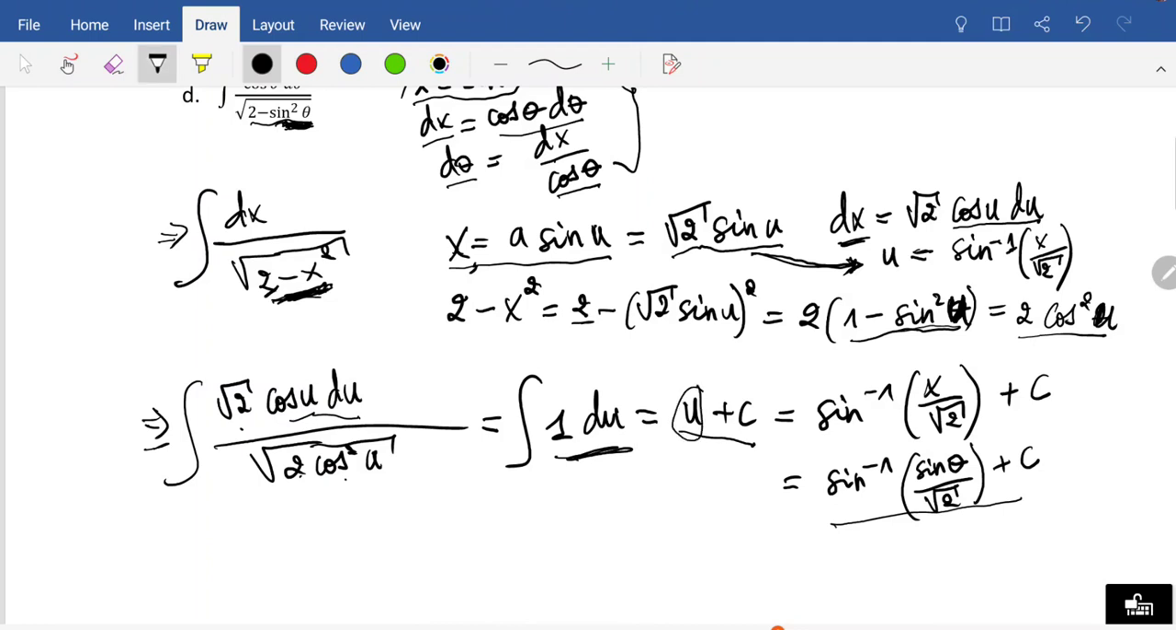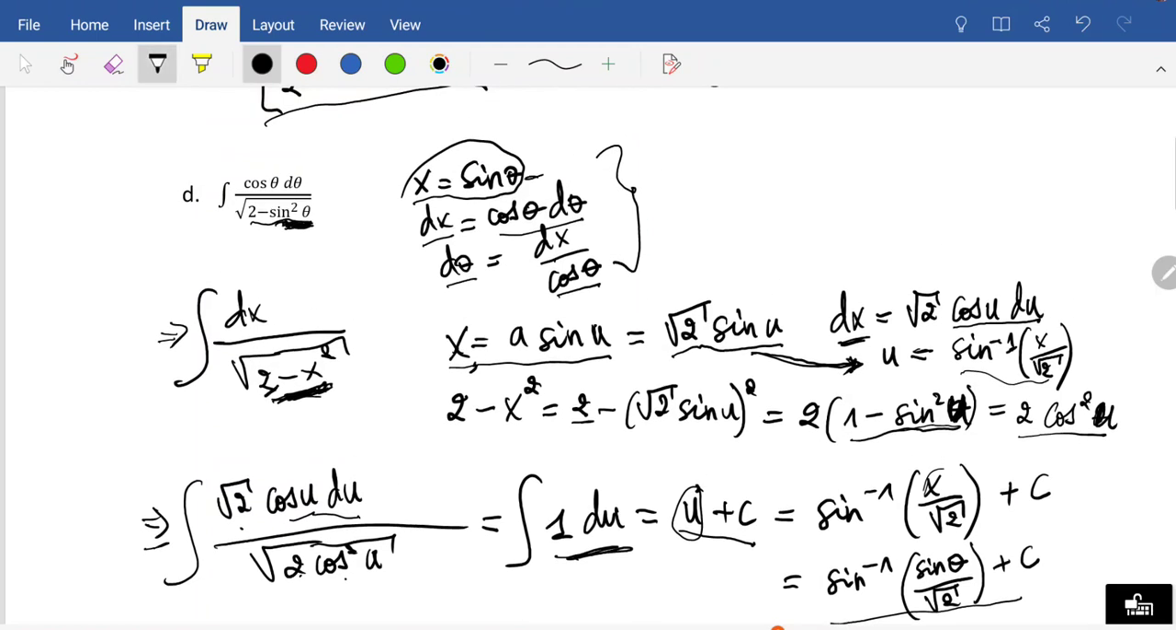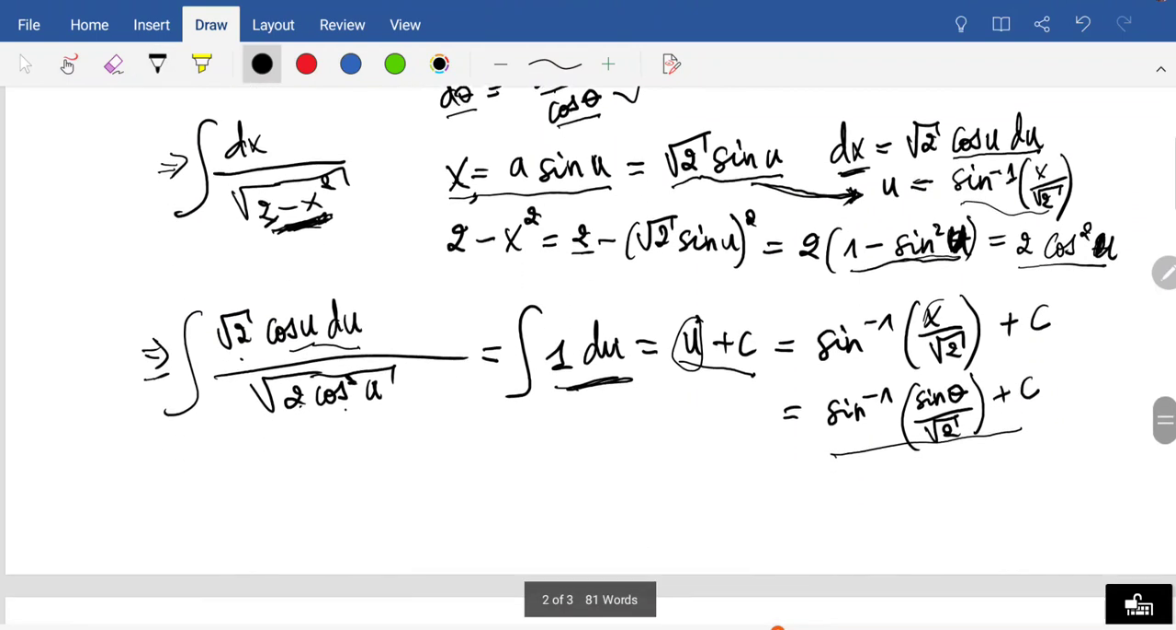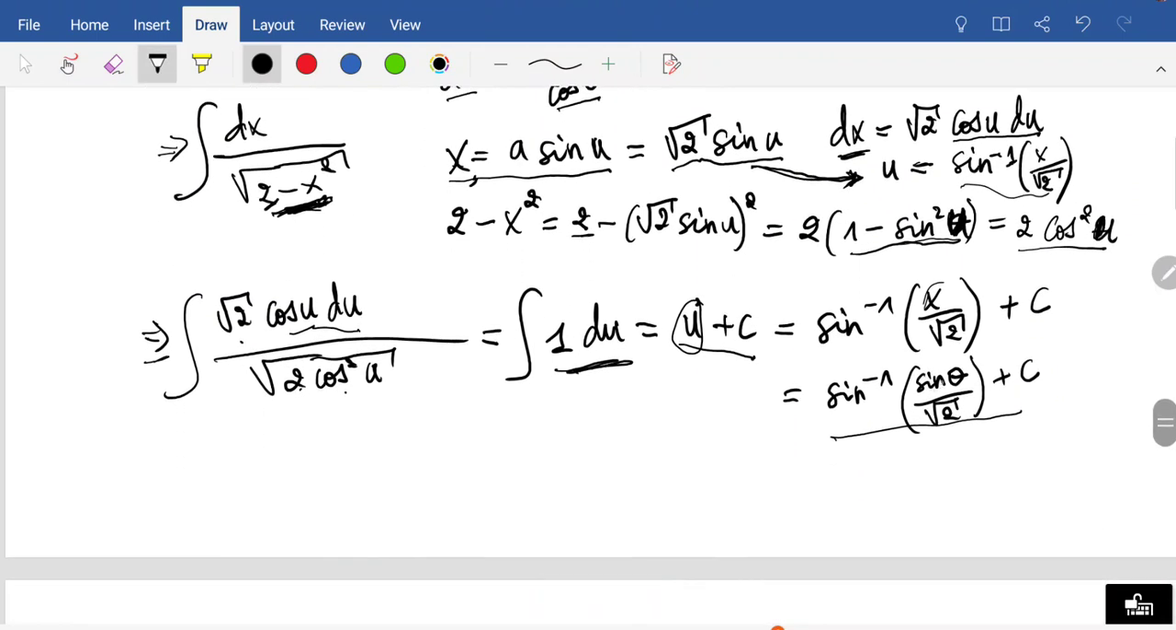And we remember what our u is. Our u is sine inverse of x over root 2 plus c. And our x was sine of theta, if we remember correctly. So the final answer will be sine inverse of sine theta over the square root of 2 plus c, the constant of integration.